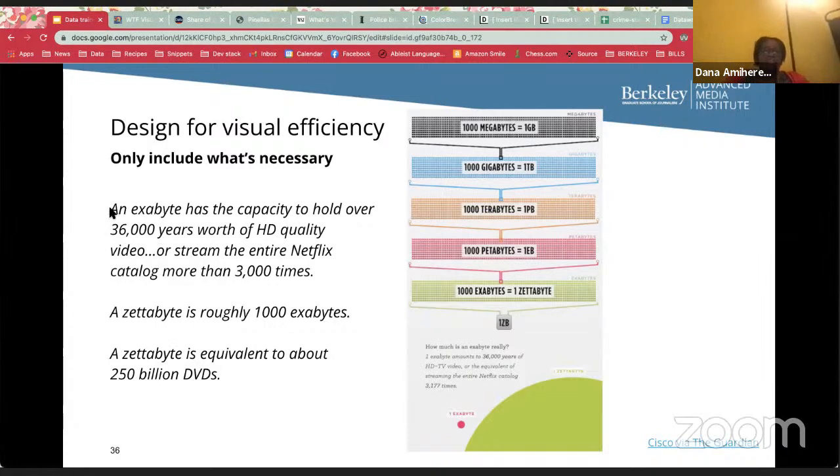In the article that this infographic is in, it gives a much longer explanation, saying, you know, you can stream the entire Netflix catalog more than 3,000 times. And a zettabyte is 1,000 exabytes and it's equivalent to 250 billion DVDs. Well, that's great. It helps you understand the scale. Like you can see one exabyte to one zettabyte, it helps you understand that better. But in this case, the data viz itself is very streamlined, very simple, and very easy to understand.